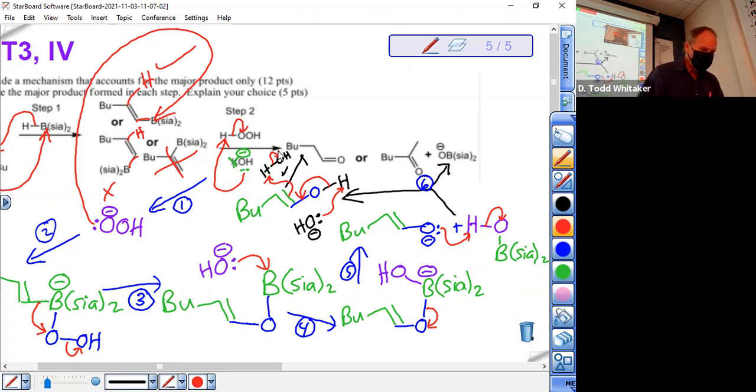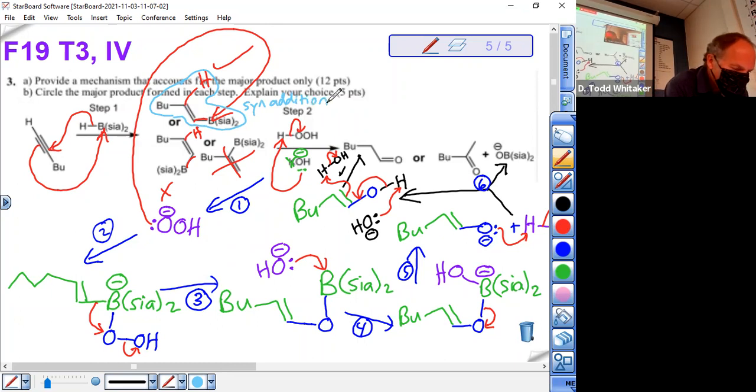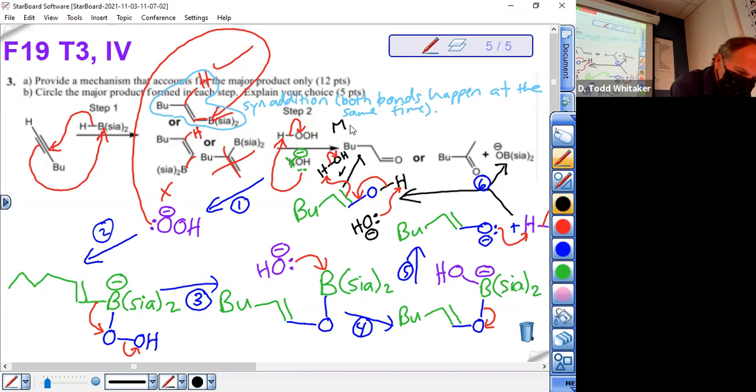So we got that. And we didn't do circle. We kind of implied that we circled this product by doing a mechanism with it, but just to be safe, let's circle that one. Circle the major product formed in each step. And explain. Okay. Syn addition. Let's see. Why is it syn? Both bonds happen at the same time, exactly. And there's another part. Markovnikov.